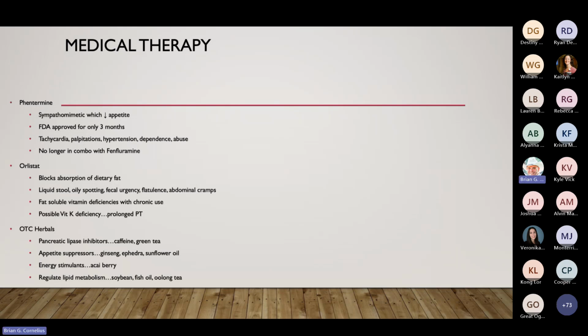Originally, it was manufactured as a combo medication with fenfluramine, so you may have heard of fen-phen. But especially with the longer use, we started to notice that there were valvular defects occurring and an increased incidence of sudden death. So, not good things in a patient that was already high risk.